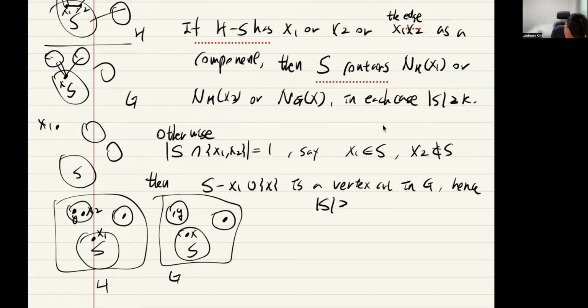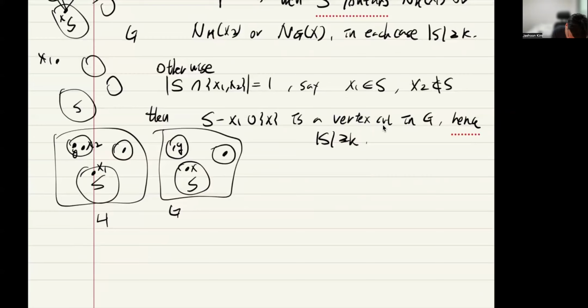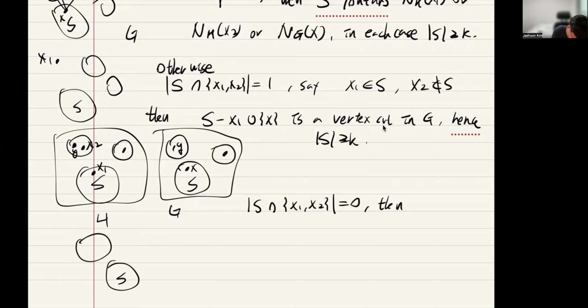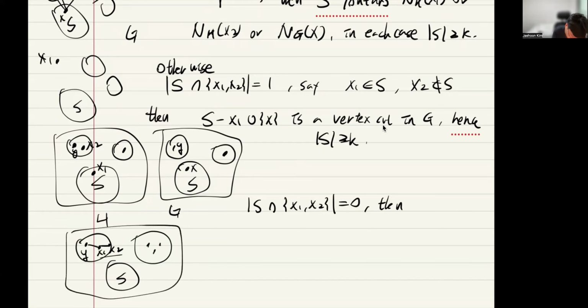Again, S has size at least k. The last case is that this is 0. Then again, S is here. There is one component which contains both x1 and x2, because x1 and x2 are adjacent. And because these two vertices are not a component themselves, there are other vertices y here as well. And there is another component here as well. Again, this corresponds to this picture.